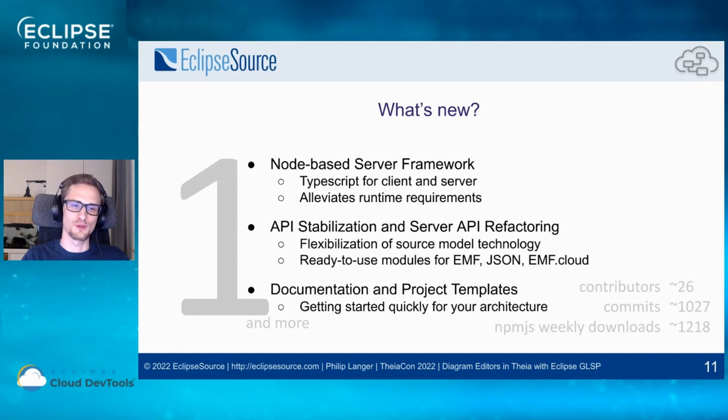I wanted just to highlight a few of them, which is essentially that there is a node-based server framework now in addition to the Java-based server framework that we already had before, which is great, I think, especially if you're coming from, or if you're aiming for a Theia-based deployment, because then you can have a homogeneous development setup where you, on all the different components, use TypeScript, and you don't add an additional runtime requirement because no JVM needs to be installed anymore. And then there has been lots of stabilization in the API, obviously, because there is 1.0, we wanted to provide a stable API.